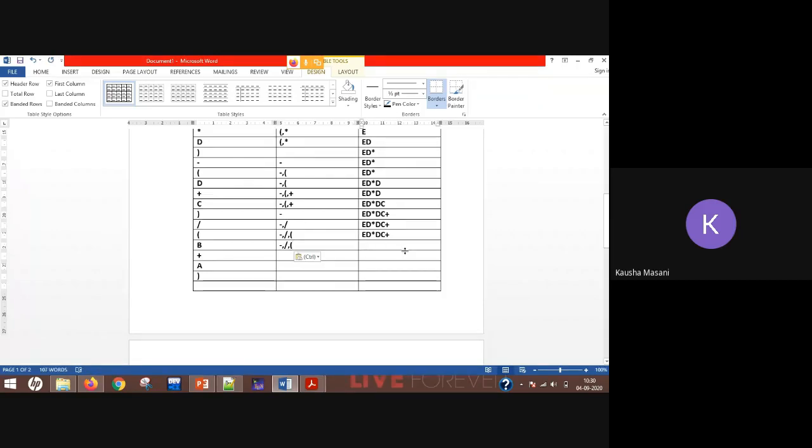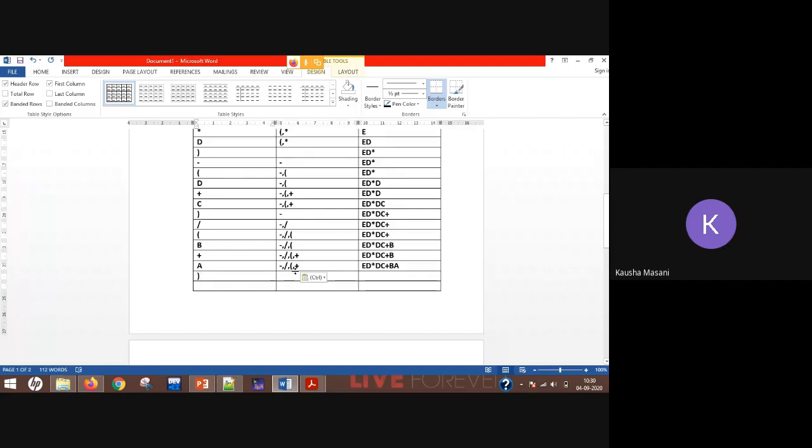Okay, and b gets added here, ed star dc plus b. Now there is a plus sign, so comma plus this expression as it is. Here this thing is going to remain as it is. The only change in this will be a will be added here in the expression.